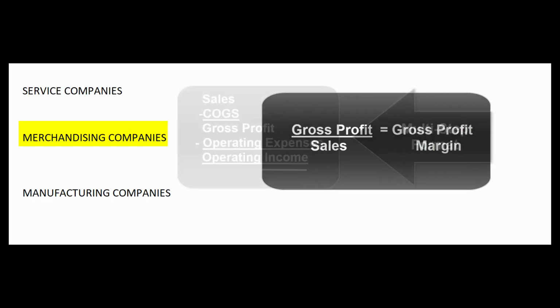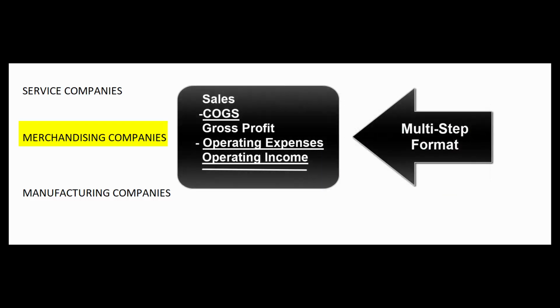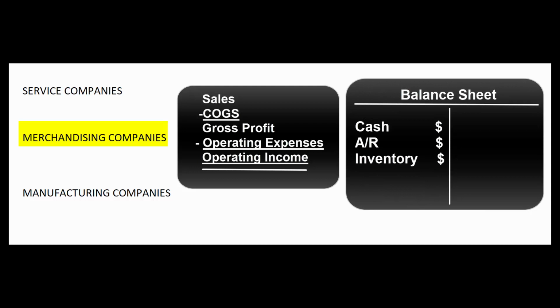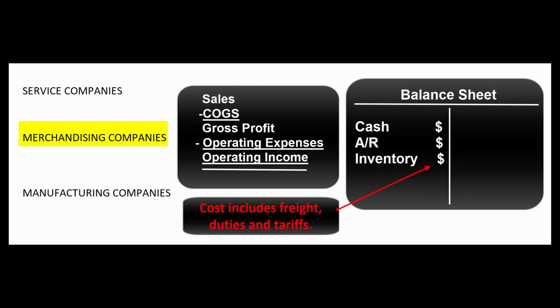The merchandising company's income statement is going to look like the multi-step format: sales minus cost of goods sold gives us gross profit, minus operating expenses gives us operating income. And on their balance sheet, they will have inventory, stuff they bought that they plan to sell to their customers for more than what they paid.